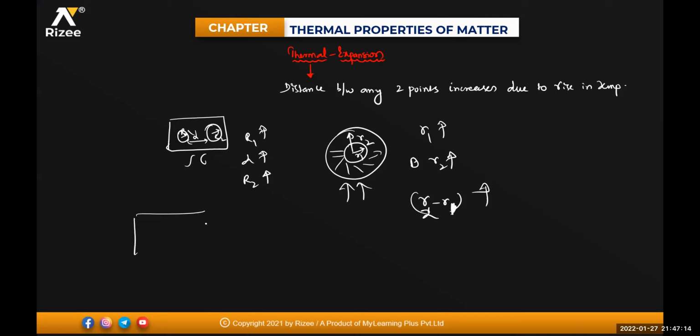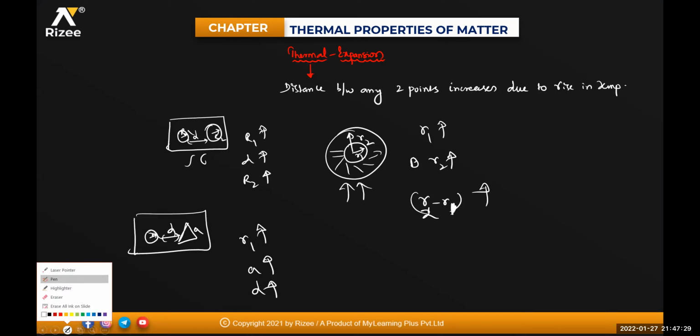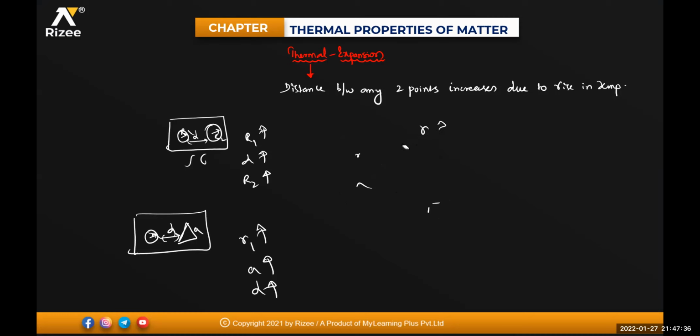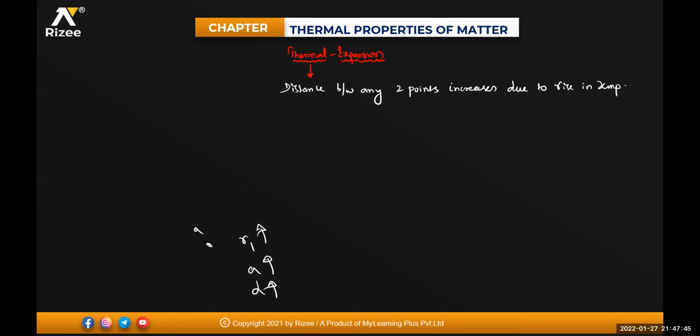Clear, beta? If the plate has a hole and a triangular shape, and the distance between them is D, this one is R1 and this one is A. When you heat it, R1 will increase, the side of the triangle will increase, and the distance between them will also increase. Is that point clear? So what I'm telling you is that the distance between any 2 points increases due to the rise in temperature. Whatever the given conditions, it will always increase with respect to all the points.